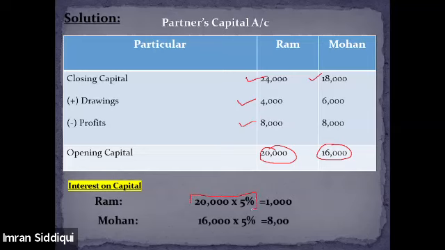The rate of interest given in the question is 5% per annum. So we'll calculate interest on 20,000 opening capital of Ram into 5%, that will be 1,000. And the same thing will be done for Mohan as well, 16,000 into 5%, that is 800. Done. This is the answer for this question. I hope this is clear, everyone.